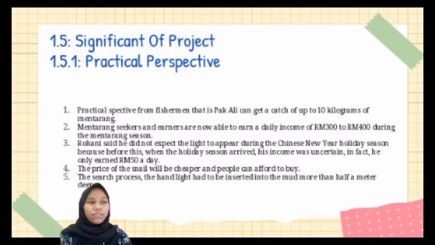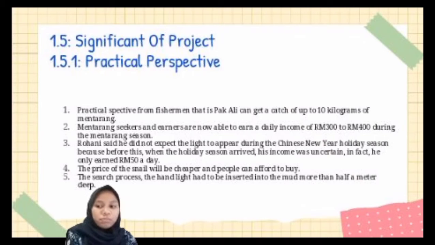Okay, first, significance of project and practical perspective is from fishermen, who can get a catch of up to 10 kilogram of mentarang. Okay, mentarang seekers are now able to earn a daily 300 to 400 ringgit during the mentarang season.